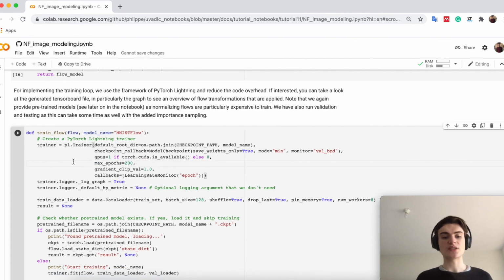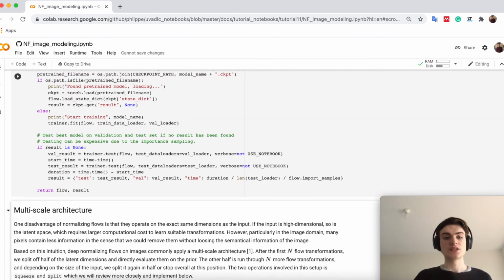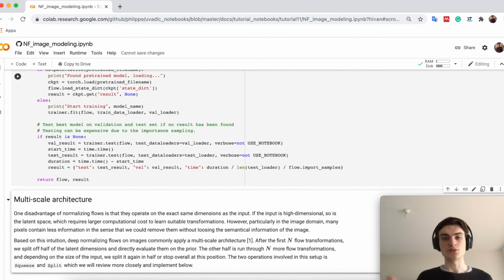We again just have a training function here, which is not too important as we have already seen it a couple of times for the flows. Therefore, we just use PyTorch Lightning to simplify everything for us.